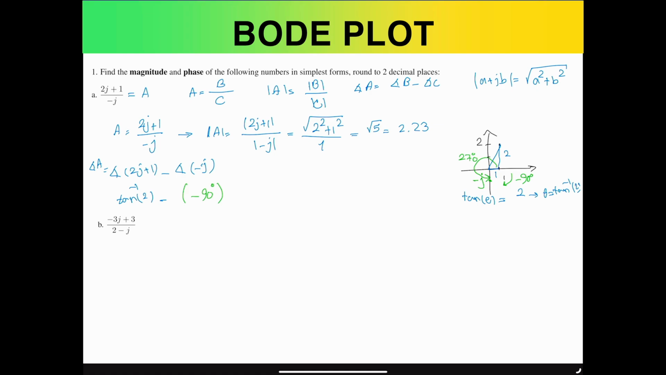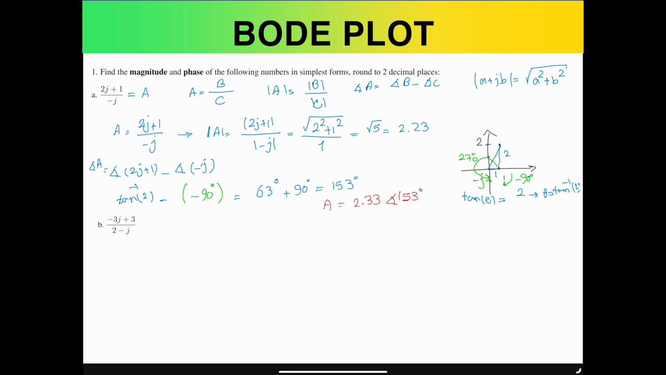If you calculate tan inverse of 2 using the calculator, we will get a value of 63 degrees. And 63 degrees minus minus 90 degrees equals plus 90 degrees added to it, which takes us to around 153 degrees. So that is the angle of this whole complex number. So in simple terms, A, our complex number, can be represented as 2.23 as the magnitude with an angle of 153 degrees. So that is the first part of this question.